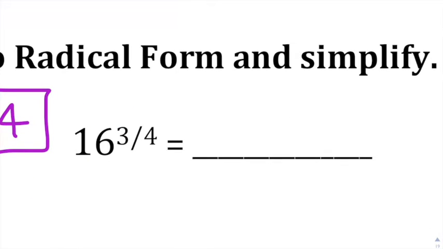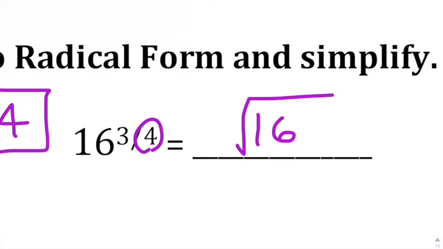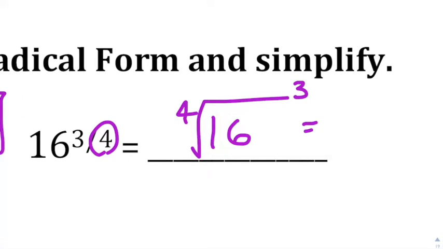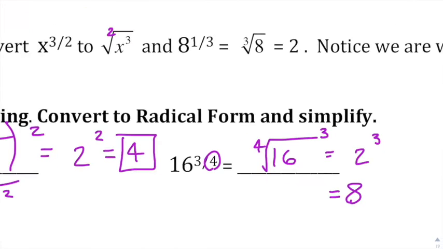Notice on this next one, you have 16. The power of the root will be 4th, so it'll be a 4th root of 16 and then cubed. So to me, we can do the 4th root of 16 easier. It's what times what times what times what gets us 16. So that'd be 2, and then 2 cubed would equal 8.